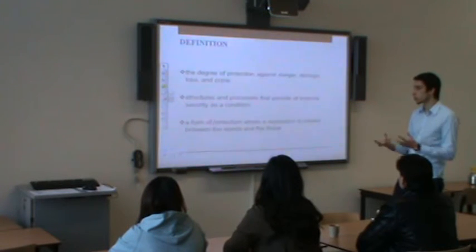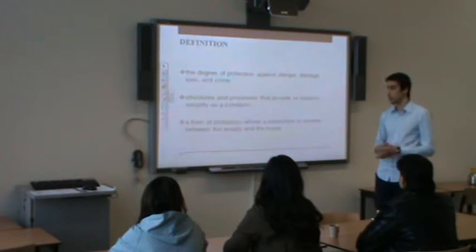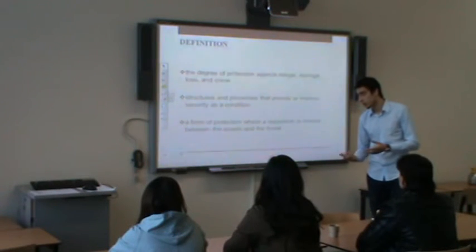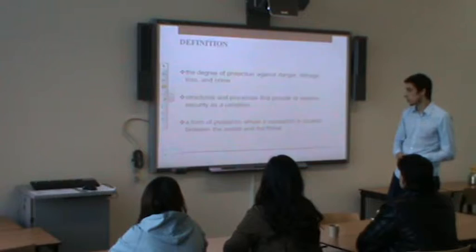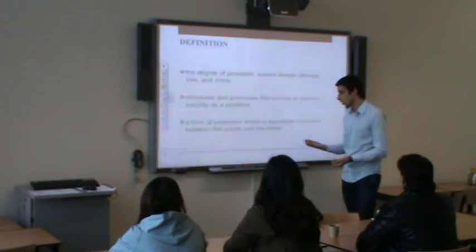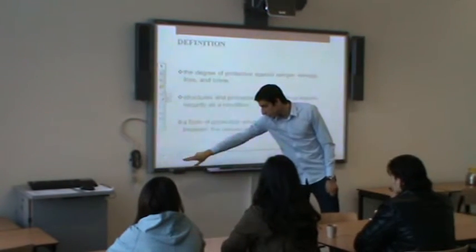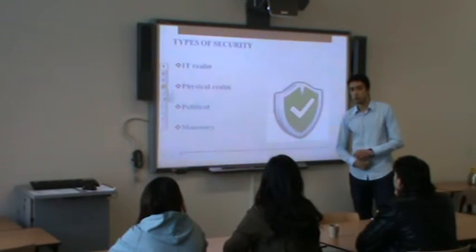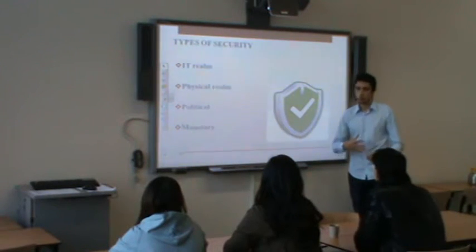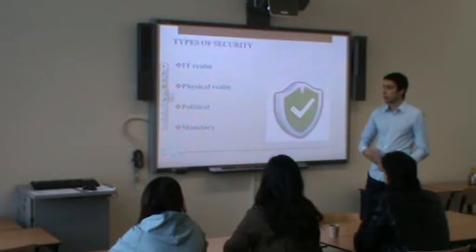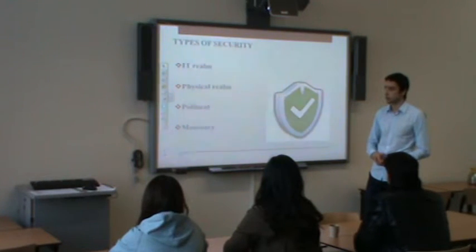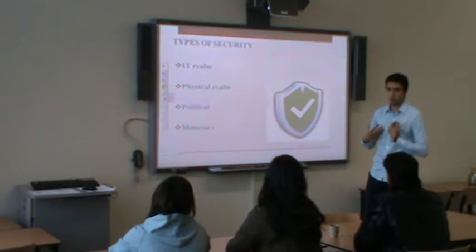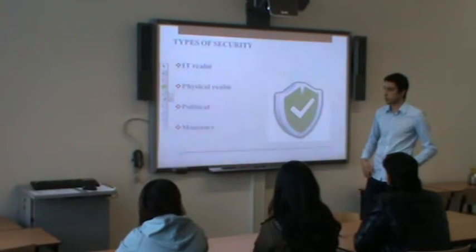Security structures and processes that provide an improved security as a condition and form of protection, as you can read, where separation is created between the assets and the threat. So like I explained to you, there are 4 types of security. The first is IT realm security. That includes internet and computing security. You have physical realm. I think it speaks for itself. It means protection of a person like yourself.